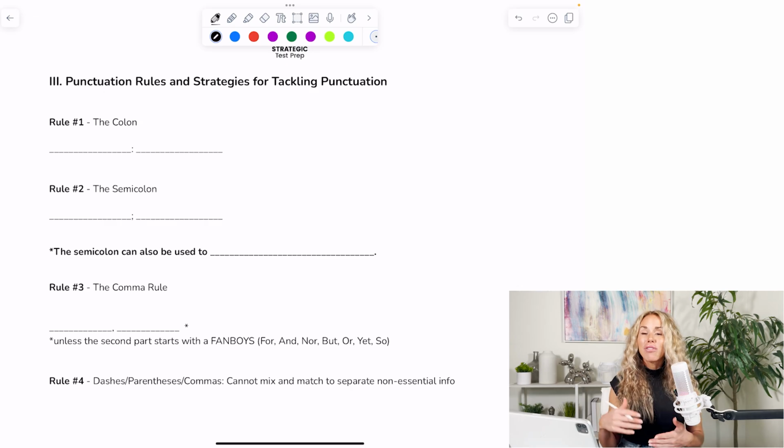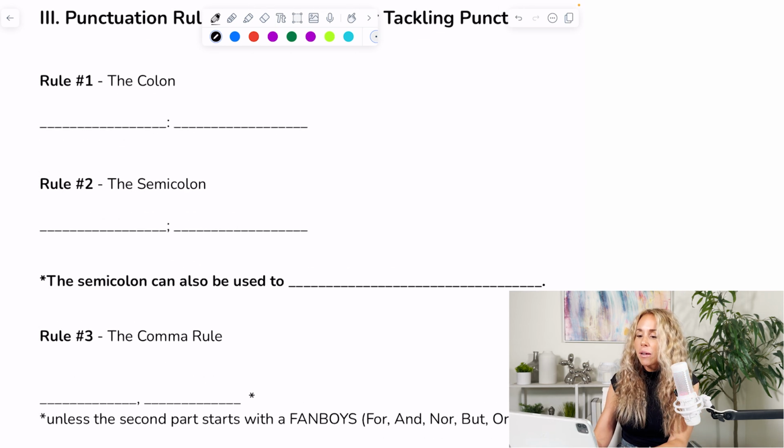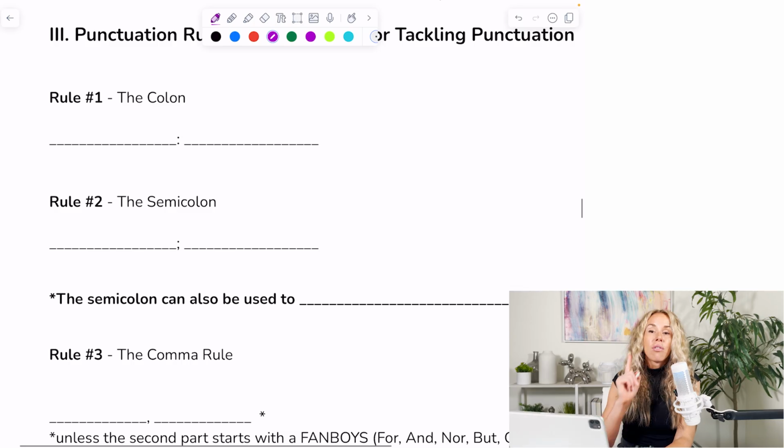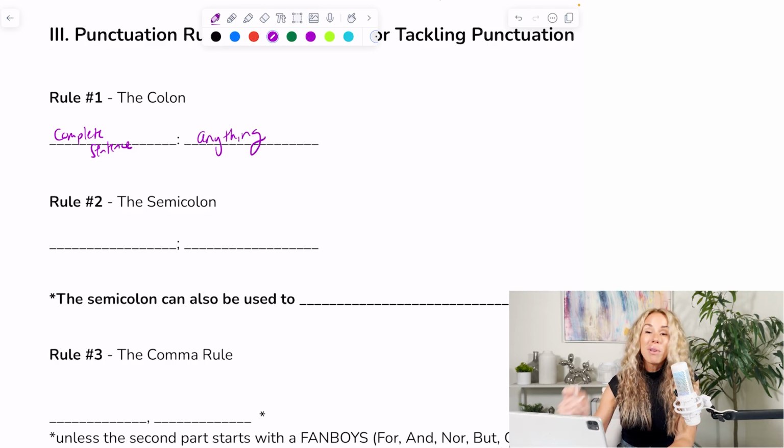Okay, another key thing, if you want to dominate the grammar, is you have to know your punctuation rules inside and out. And there are key ones that the SAT will test on this new digital version. So let's start by talking about the colon. First things first, with a colon, you have to have a complete sentence or an independent clause on the left. On the right-hand side, anything goes. Could be complete, could be incomplete. It could be a list.